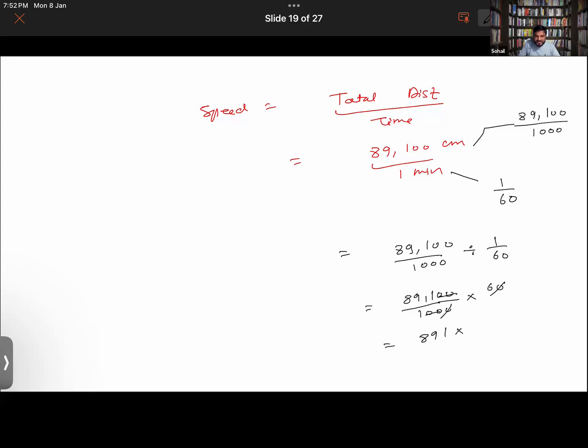891 times 6. Yes, sir. So what value are you getting here? But it won't match the answer. Okay, look here. Obviously the answer won't match here. हमने कुछ mistake किया है यहाँ पर. See, I think here now what we have done here.